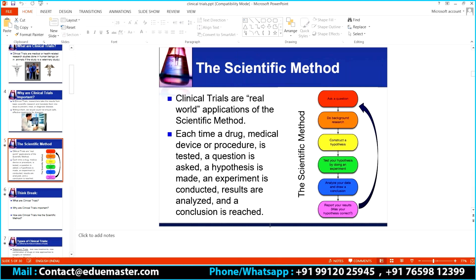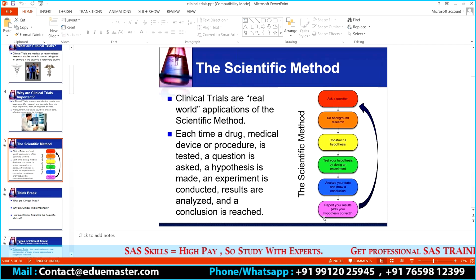So the right hand side diagram is pretty much self-explanatory. That is going to give you the answer for what exactly the scientific method is, right? So clinical trials are nothing but the real world applications of the scientific method. Let me talk about what exactly this is.